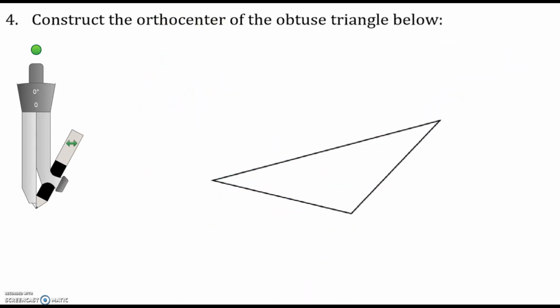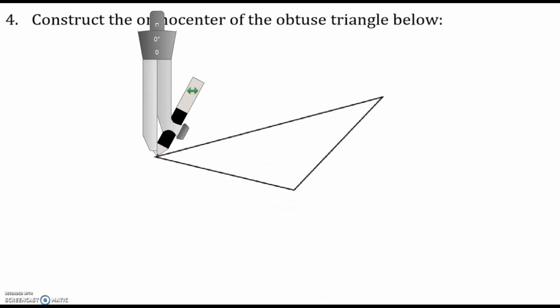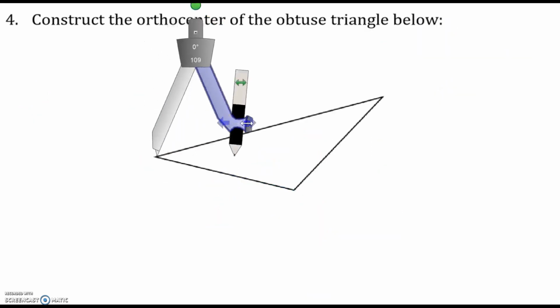Okay, if you're trying to do this with an obtuse triangle, things get a little bit different. Now, going back for a moment, if I never created that third altitude, this point of intersection from the first 2 is still the orthocenter. So the nice thing is you really only need 2 of your altitudes. You don't need all 3. Now for the obtuse triangle, we're going to do the same thing. We're going to construct our 2 altitudes.